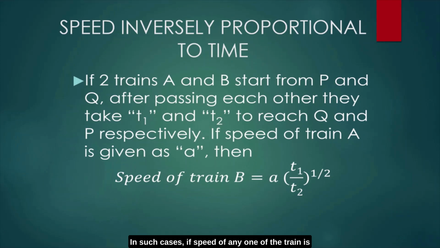In such cases, if the speed of any one of the trains is given, we have to compute the speed of the other train. We learned from time, speed and distance that the ratio of speeds is inversely proportional to the square root of time taken. That is, speed of train B by speed of train A will be equal to square root of time taken by train A divided by time taken by train B. Let us solve an example to understand this concept.